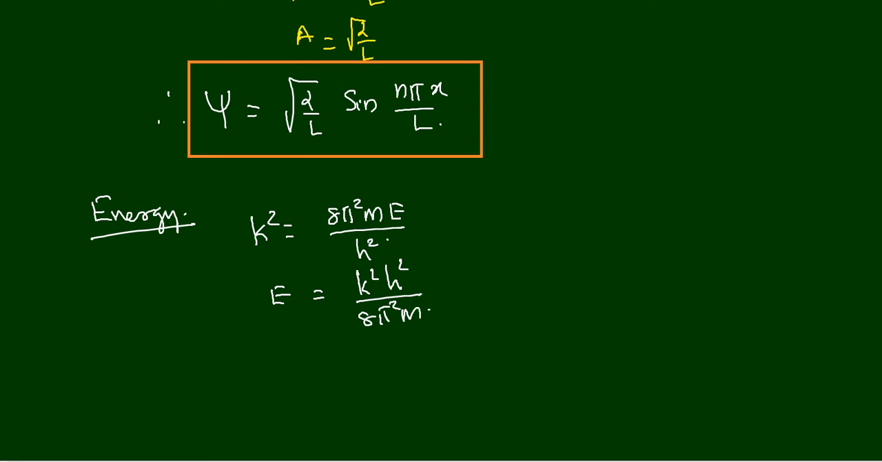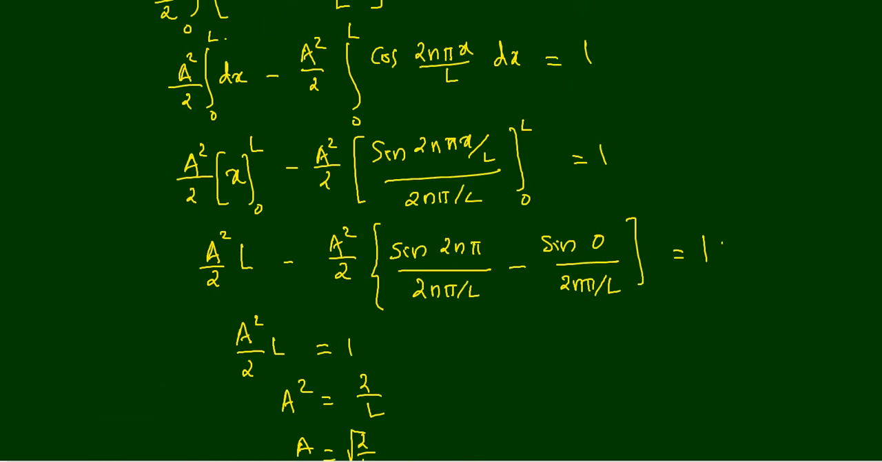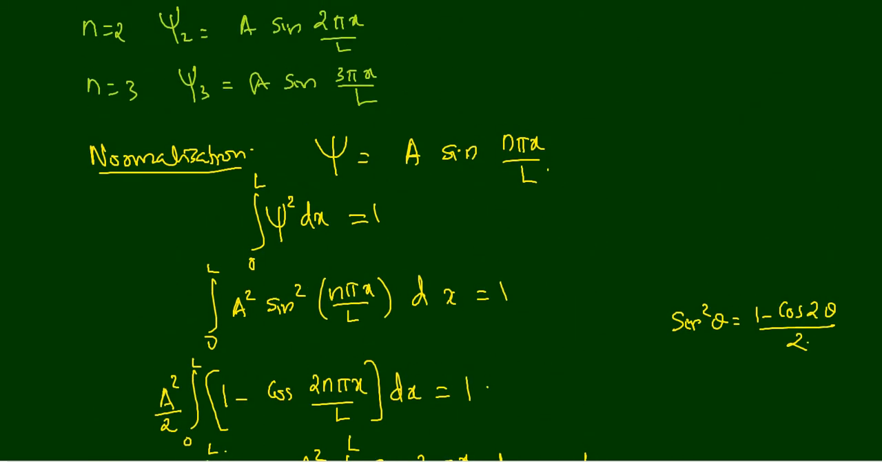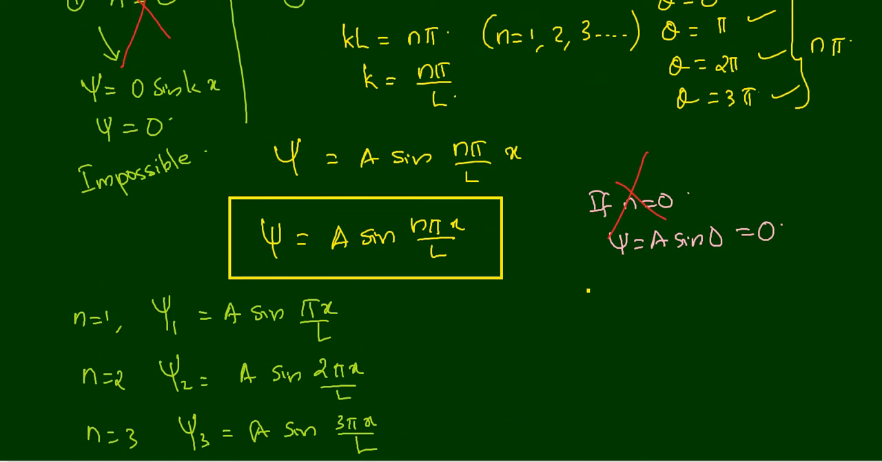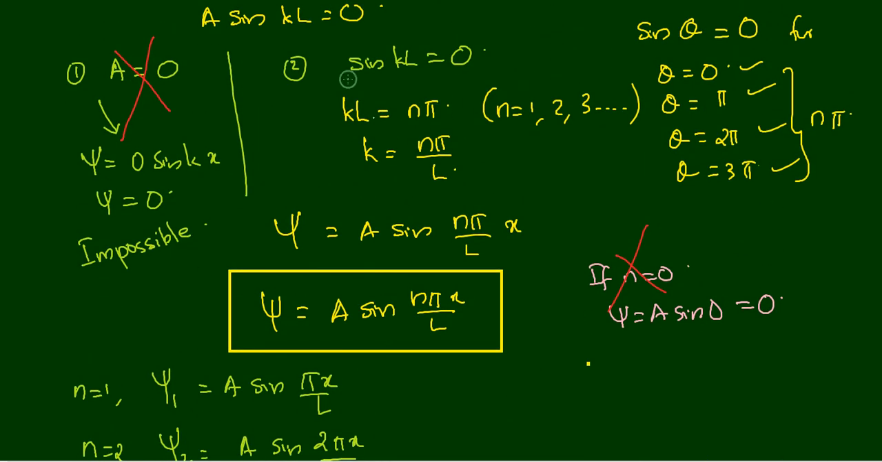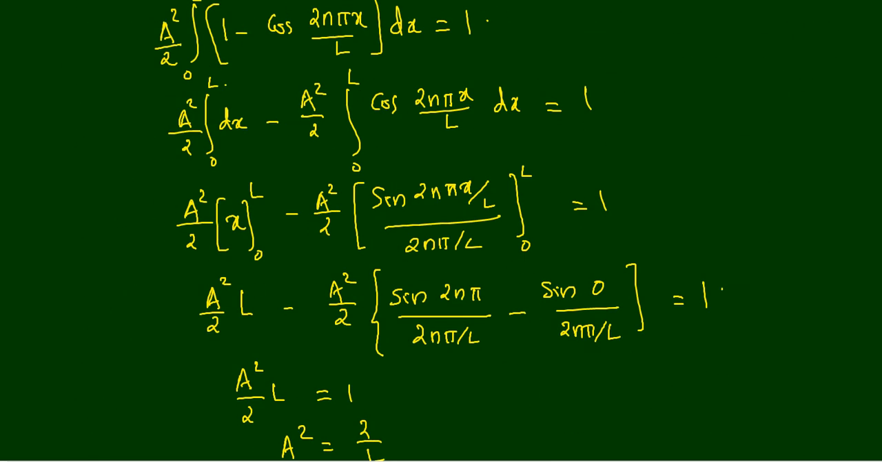Now I am going to substitute for the value of k, because we have obtained the value of k. See here we have obtained the value of k. Okay, let me put that also in a box. K is equal to n pi by L. So I am going to substitute this value of K in our energy equation, n pi by L.